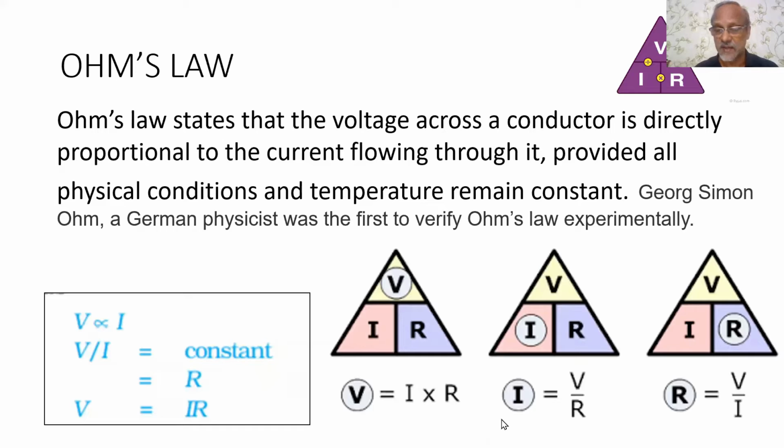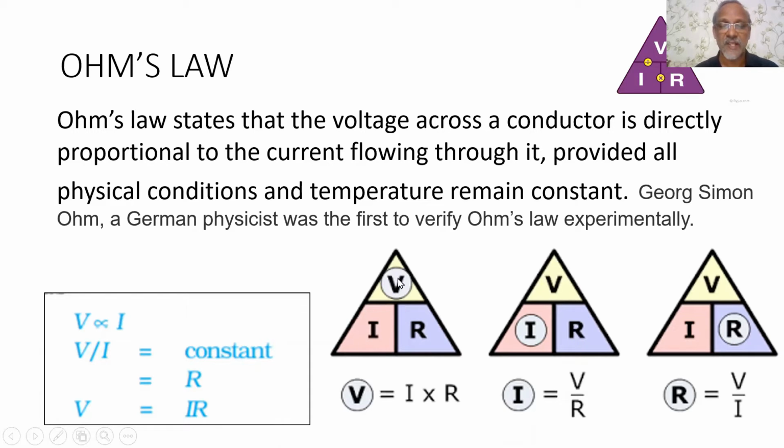You see this triangle. Have you seen this triangle before? No, sir. People always get confused whether it's V by I or V by R or I into R. So this is very, very easy to remember Ohm's law. Just remember this triangle only. Here I have written V, and here I and R. Write V on the top and I and R on the bottom.